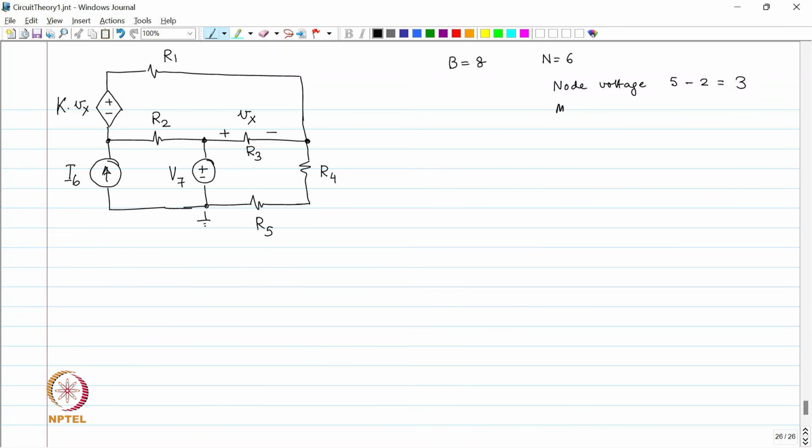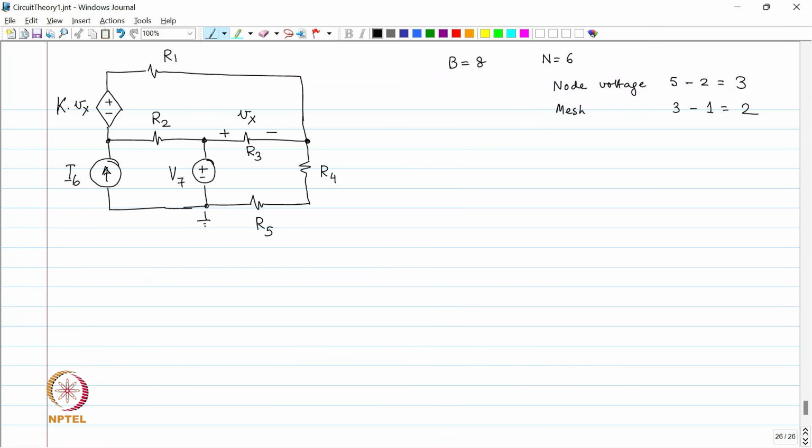And if you use the mesh method, how many meshes? 3 meshes, out of which how many are current sources? 1. So, in this case it just so happens that the mesh method wins. So, you would rather use the mesh method than the node voltage method. You want to always use the method with the least number of equations. If there is a tie, then it is a toss up, whichever is your favorite, but if it is not a tie, you should always go with the easier one. Why would you want to work harder?